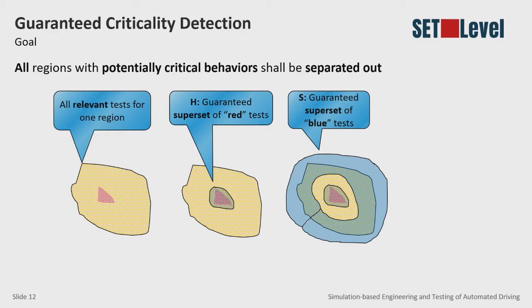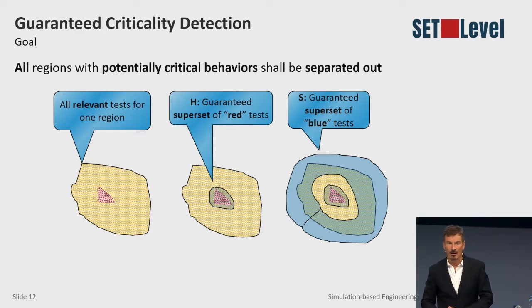Okay, so we got the simulation space, the logical scenario, we got the concrete instances, we got the criticality indicator, so we got our target function, and we want to identify the red spots, and of course it would also be interesting to identify the blue spots as well, because you don't have to think about them ever again.